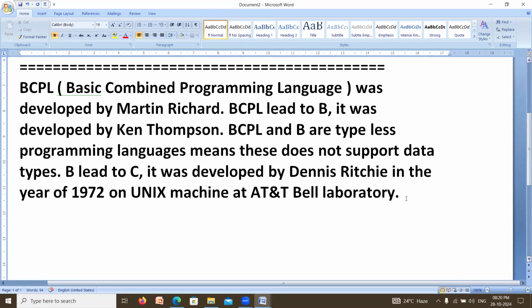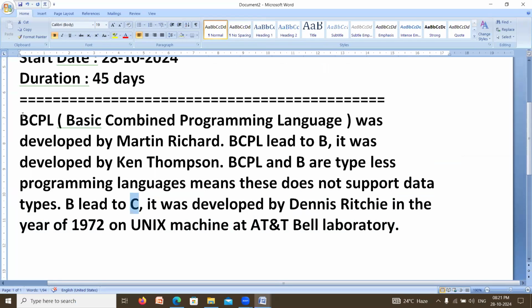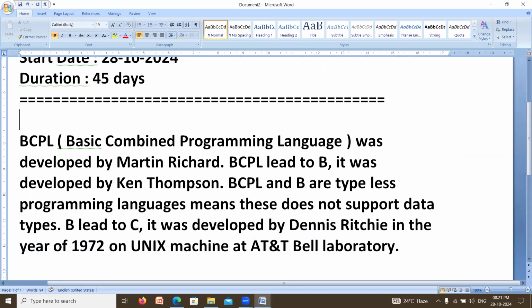In this laboratory, AT&T Bell Laboratory, on a computer which has the Unix operating system, in the year 1972, Dennis Ritchie developed the C language. It is called the history of the C programming language. Right, friends? Note this down, my dear friends. Note the heading: history of C language.